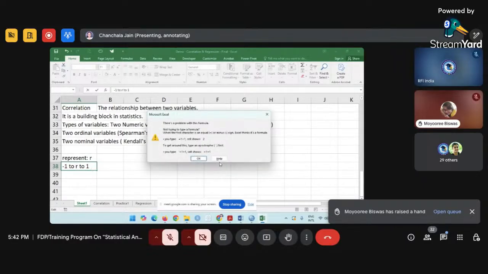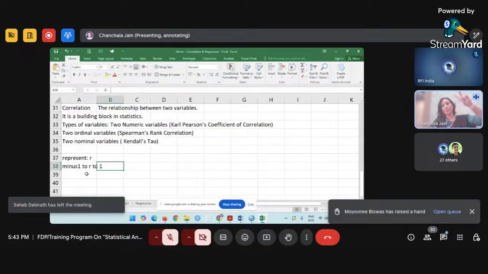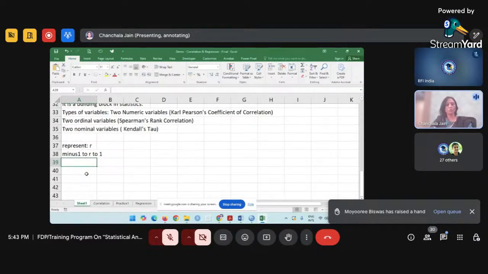Just a minute, because of the minus, it is creating a problem. So I'm writing minus like this. Generally -1 to +1 is the range of r. r cannot be less than -1. It cannot be greater than +1. It is the range of r. In this range, the values of r generally vary. As ma'am said, there are some ranges of r, and accordingly, what is the interpretation of r?